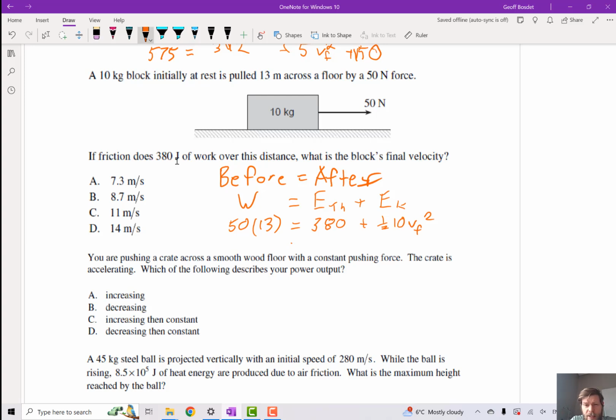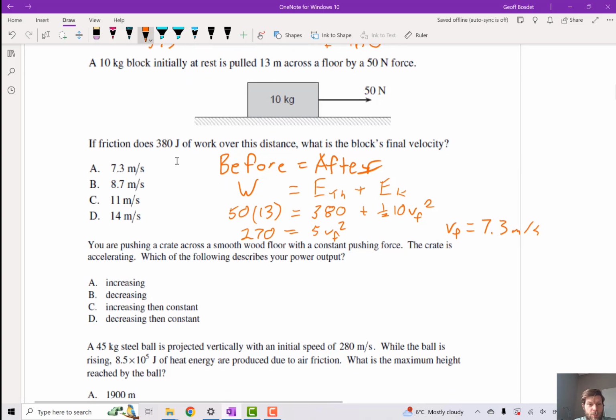650 minus 380 is 270. So 270 equals 5VF squared. And VF will just equal 7.3.